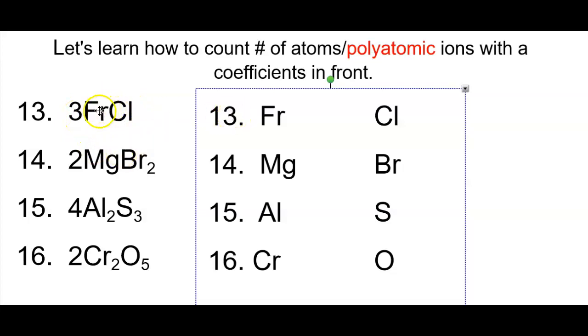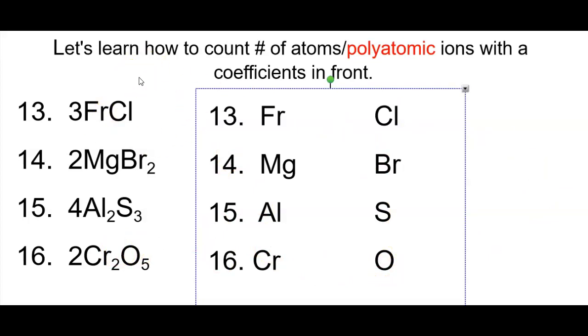First we're going to list our pieces. So we have Fe and Cl, Fe and Cl. We're doing this by atoms, not polyatomics. There are none anyway on here. Mg, Br, Al and S, and Cr and O. So I listed all the atoms. There were no polyatomics to worry about.